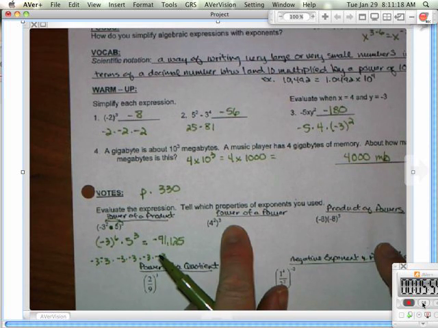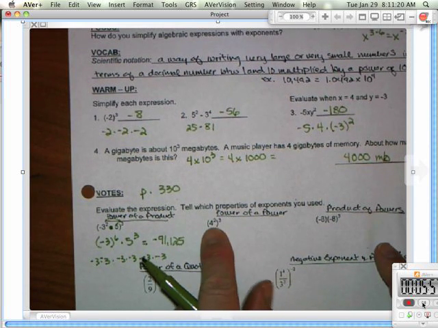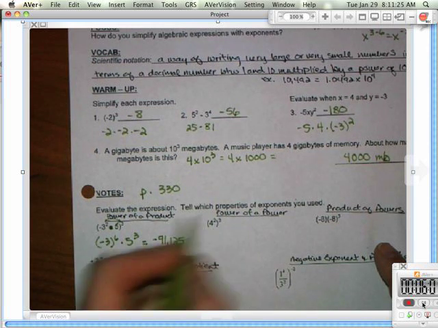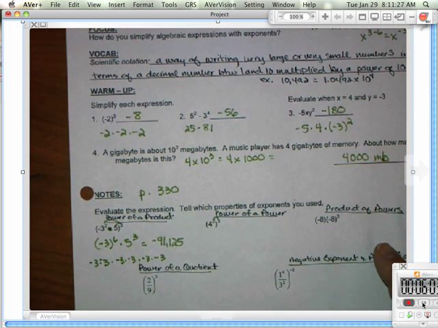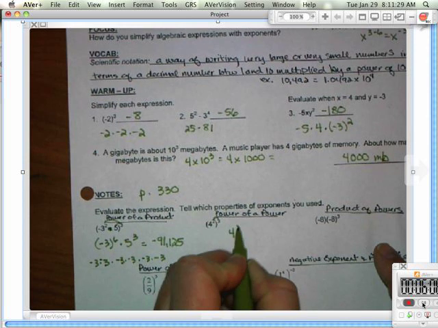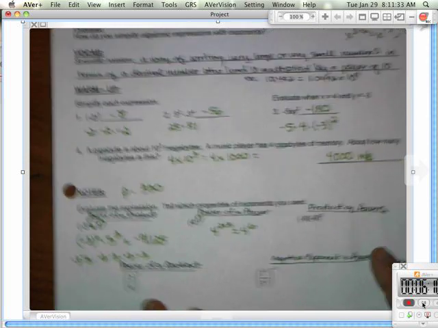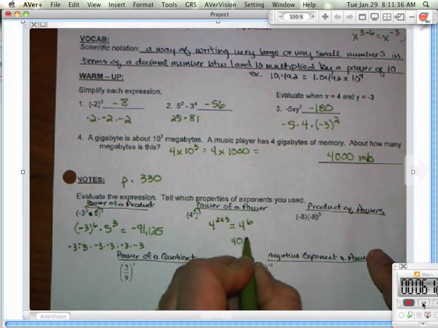And so I just kind of talked about that rule. We have a power raised to another exponent, so it's a power of a power. And what we do here is we multiply the exponents. So it's 4 to the 2 times 3, which is equal to 4 to the 6th, which is equal to 4,096.